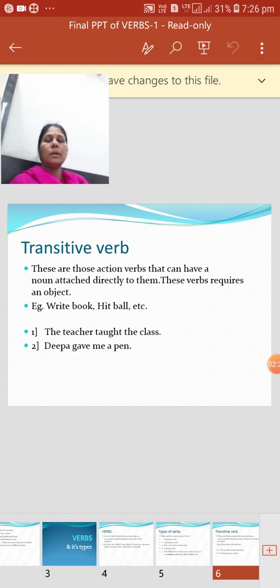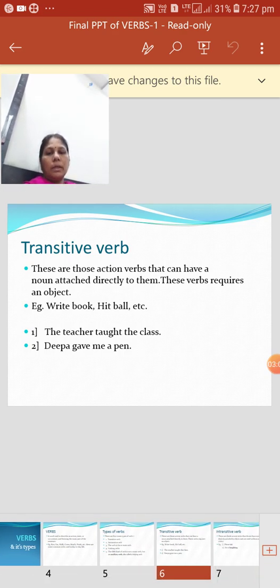For example, see the sentence examples. The teacher taught the class. Teacher is the noun. Taught is the action verb. So, the noun is directly attached to the verb. Second, Deepa gave me a pen. Here, Deepa is a noun, but it is not directly attached to the verb, but pen is an object. Understood? Is it clear? These are those action verbs that can have a noun attached directly to them. These verbs require an object. Okay, we will go to the next slide.